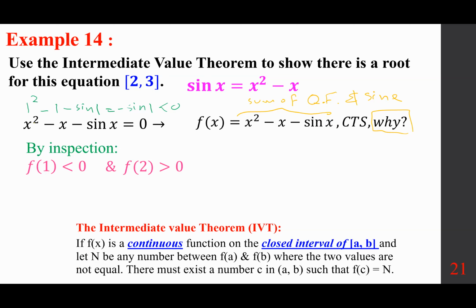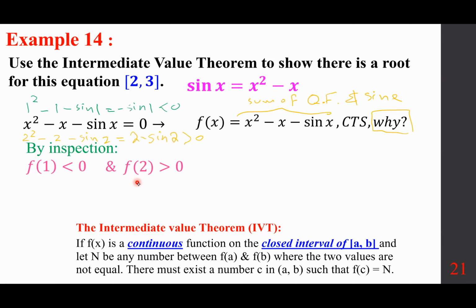If I plug in 2, I get 2 squared minus 2 minus sine 2. Now 2 squared is 4, 4 minus 2 is 2, so 2 minus sine 2. You don't even have to know what sine 2 is to know this is positive. Why is it? Because you know sine is between -1 and 1. In the worst case, it's 1, so 2 minus 1 makes it still positive 1. Okay. So I hope you realize why this is positive.